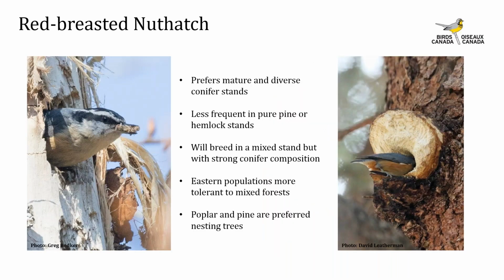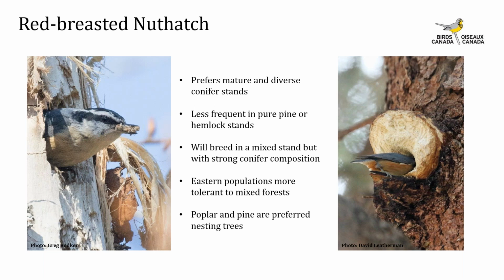They prefer a mature and diverse coniferous forest, especially forests composed of pine, spruce, fir, hemlock, and cedar. They are less frequently observed in stands of pure pine or hemlock. They will breed in a mixed forest, but it still has to have a strong conifer composition. And when they do occur in those mixed stands, they are often associated with poplar, aspen, and oak species.